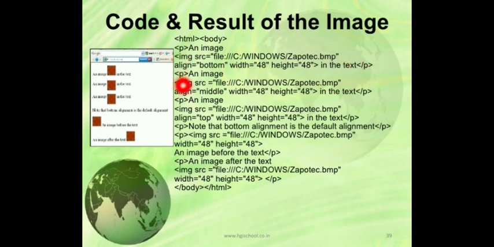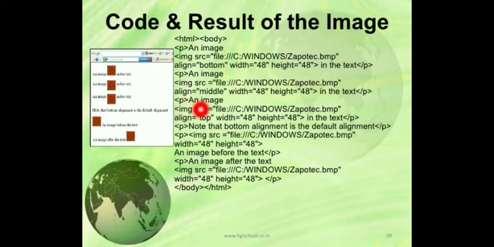Now next paragraph, an image is written over here. Then IMG SRC Zepotex.bmp align equals to middle. Align equals to middle, you can see the text is aligned in the middle of the image. Now width 48, height 48, in the text is written and paragraph closed. So you can see the difference. Here the text is at the bottom of the image, and in the second line the text is in the middle of the image.